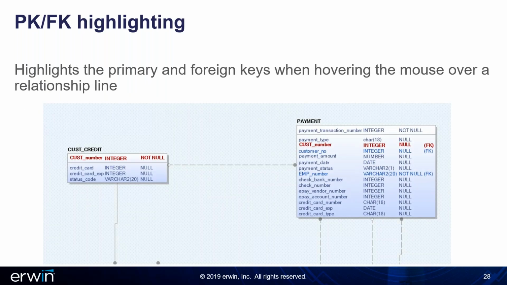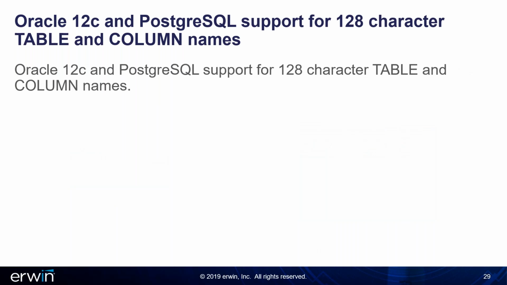We have primary key and foreign key highlighting. When you hover your mouse over a relationship line, it'll turn a different color for the primary key and foreign keys automatically. And this becomes then easily identifiable on your screen. For Oracle 12 and PostgreSQL, we've added support for 128 character table and column names. So now you can have much longer table and column names.